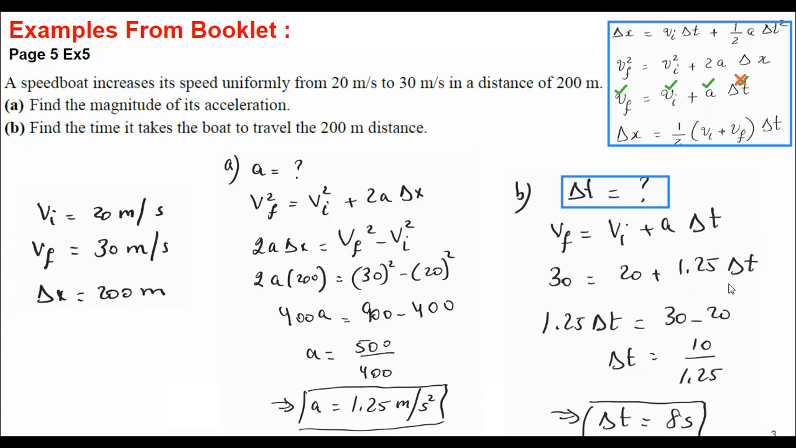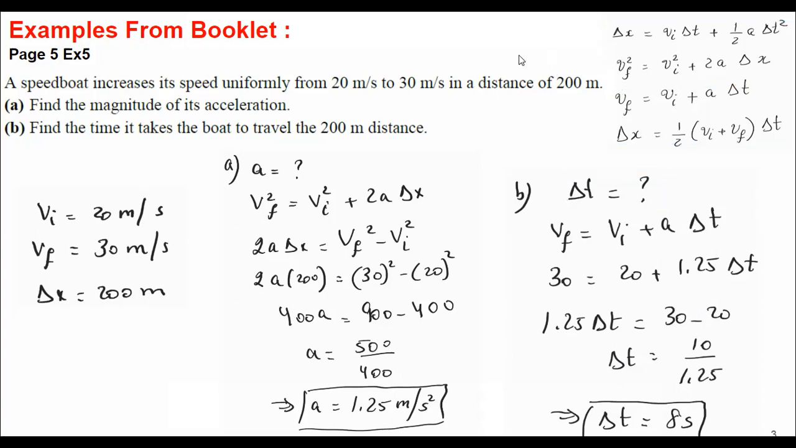How do I do the calculation? Same way, I take 20 to the other side and I flip everything around. So 30 minus 20 equals 1.25 delta T. Delta T equals 10 over 1.25. I do the division. I get delta T equals 8 seconds. Okay.